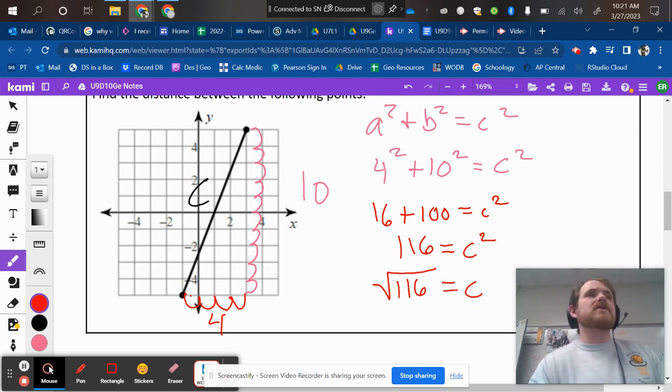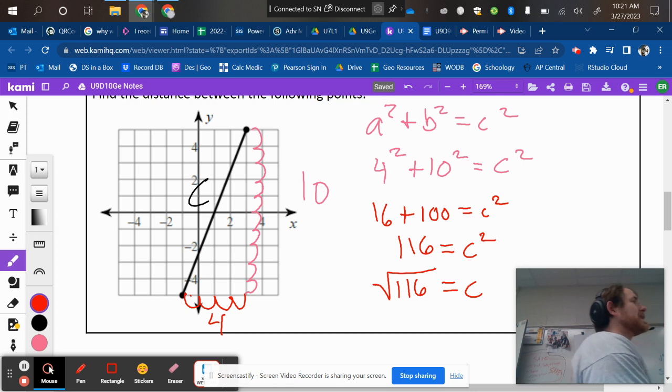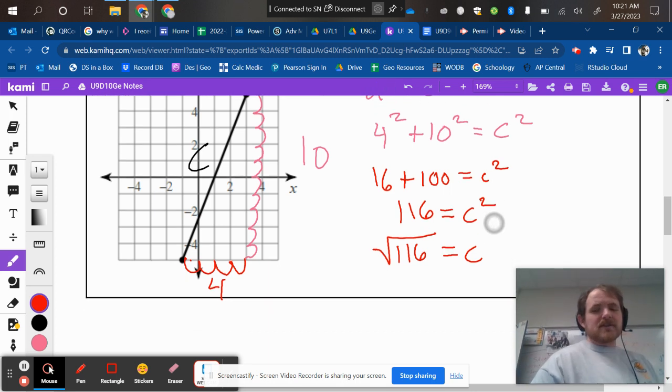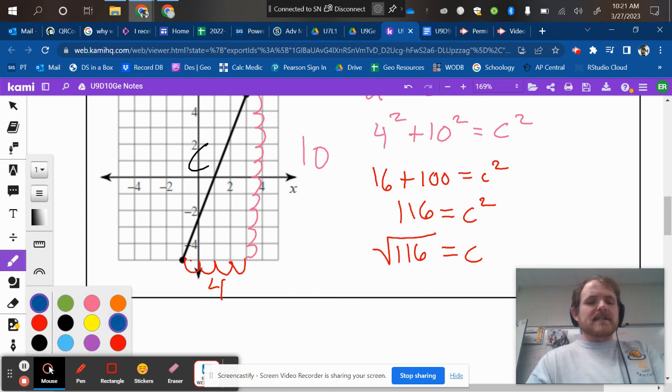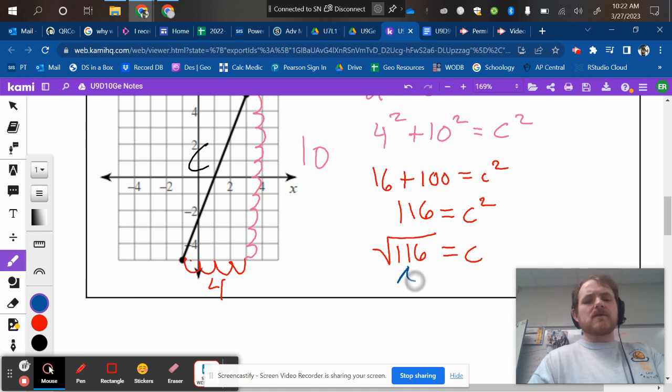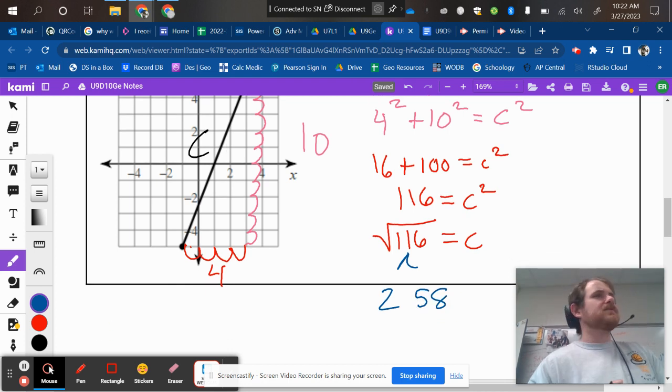Now, next year, your teacher's not going to want you to leave that as a big radical. They'll want you to break it down. They don't want it as a decimal either. So is there a number that can divide 116? Is it even? Yep. So we can divide it by 2. So 116, is that 58? Can you divide 58 by 2?